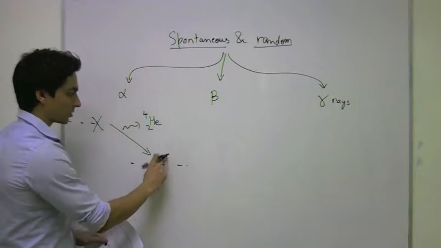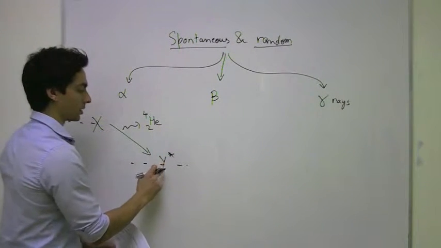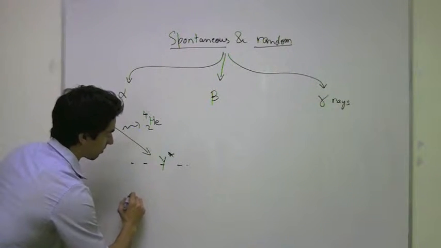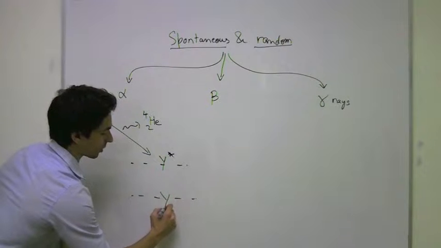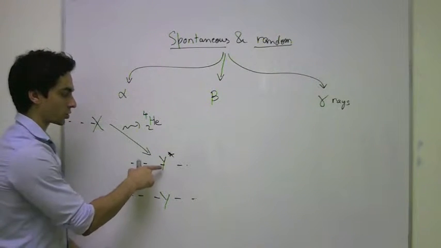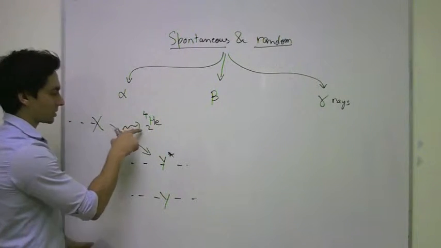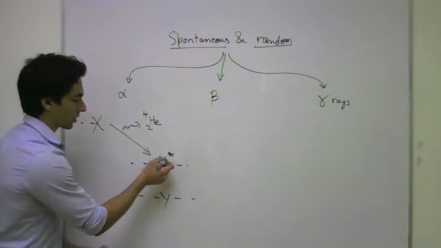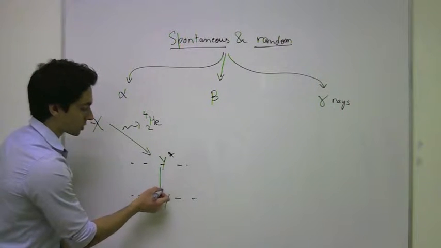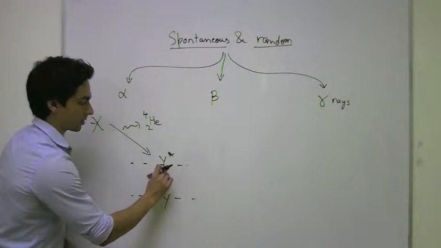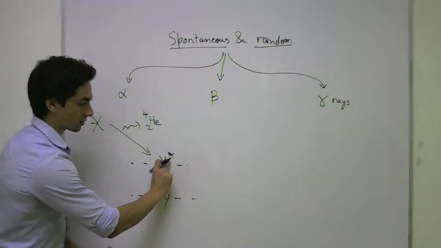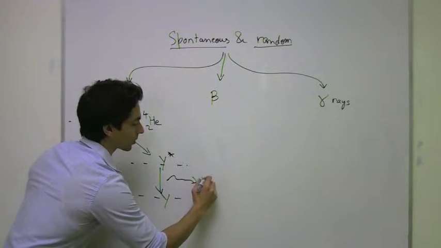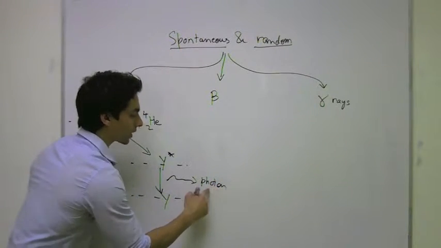Mind you, this state may not be the ground state of element Y. Element Y might have another state over here. This might be the ground state. So when X decays by giving off an alpha particle and comes to this state, Y might come down to a ground state. And in the process, when this nucleus comes from an unstable state to a stable state, it will give off a photon. Now, what kind of a photon?